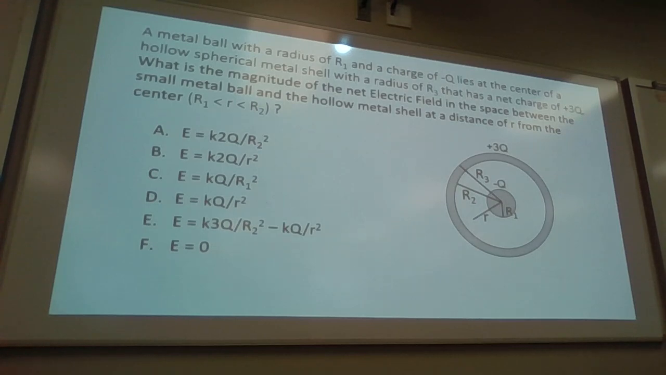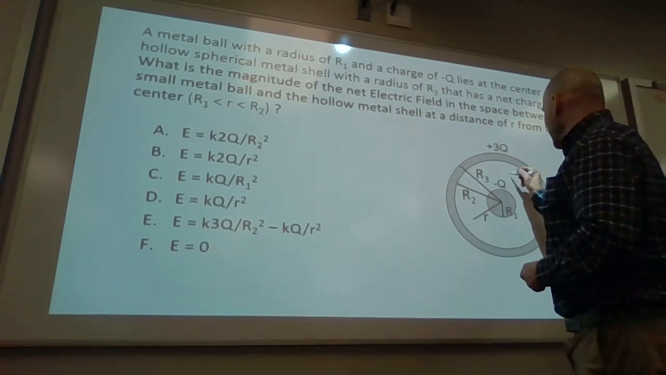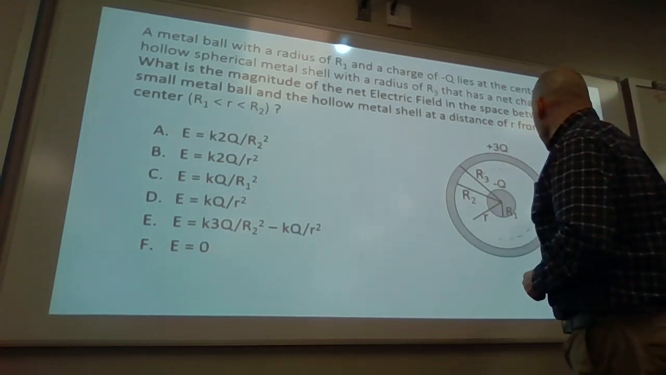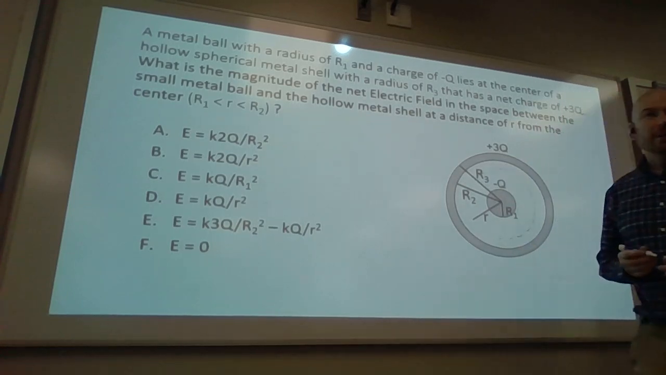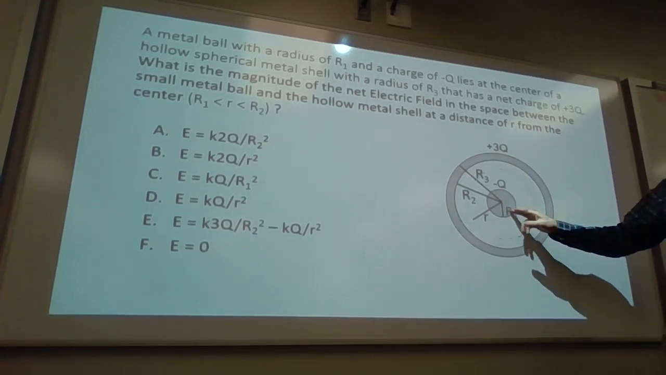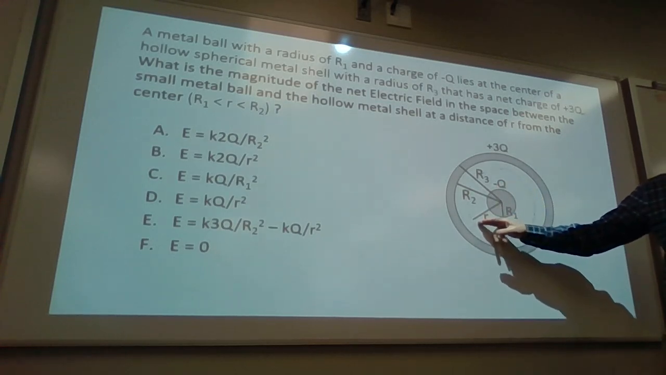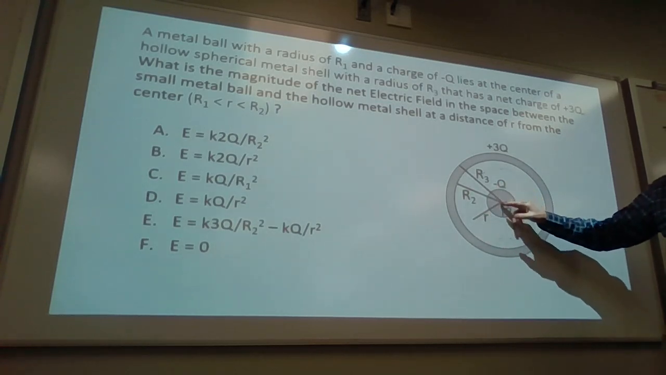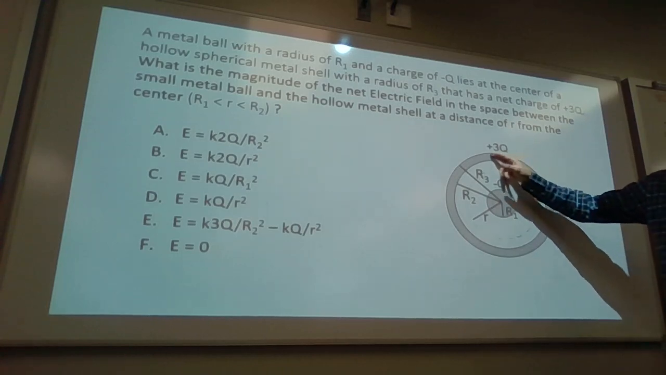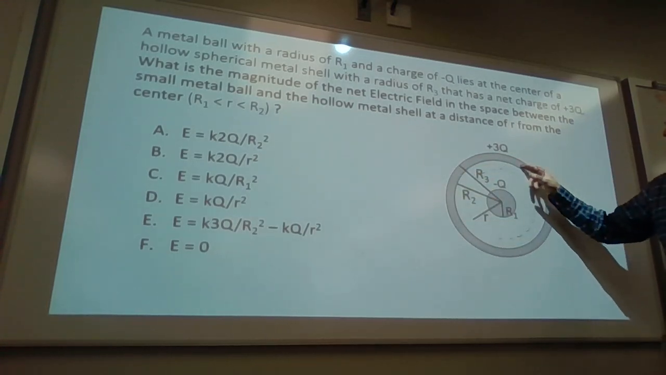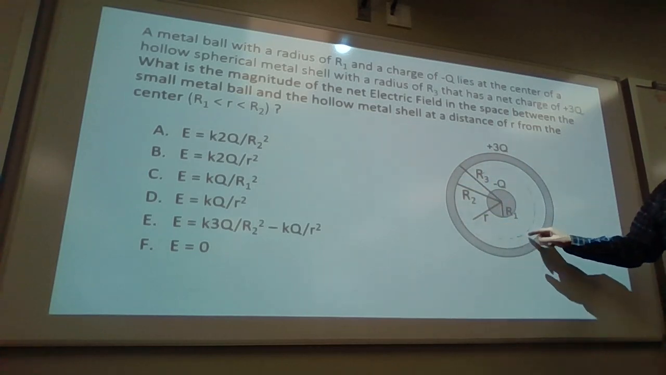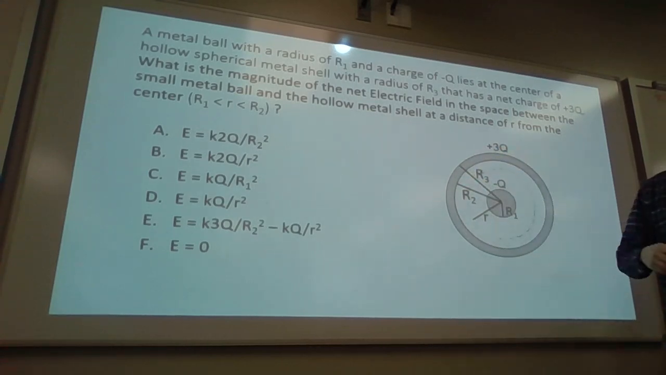Correct answer is D. You are drawing your Gaussian surface here. The enclosed charge is just negative Q. You are this distance away from this point charge. You consider that as a point charge. The net electric field from the inner ring and outer ring is 0.